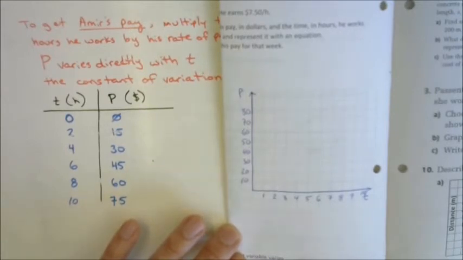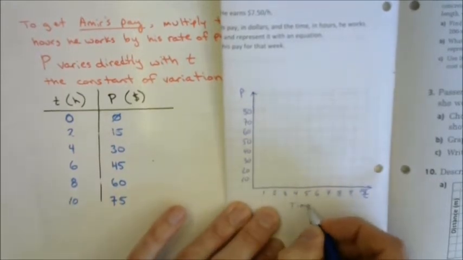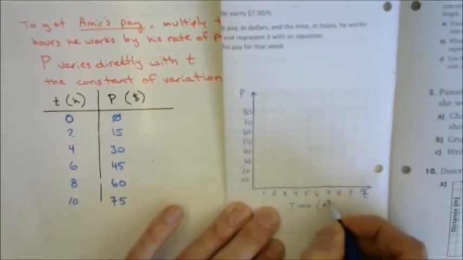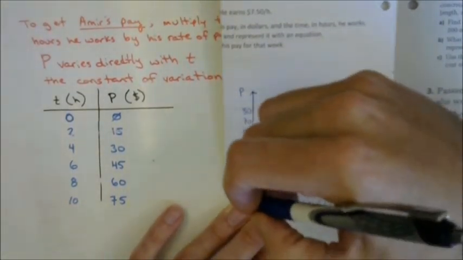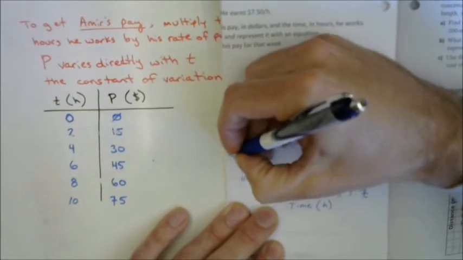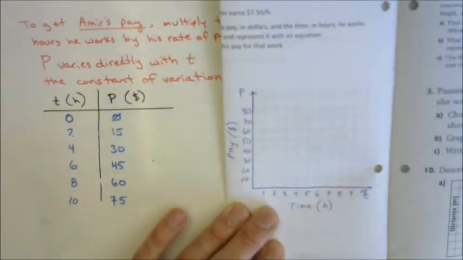In order to do our graphs even better, we can label the axes. Down here, say this is time and that it's measured in hours. And then along the vertical axis, we can do the same thing. This is pay, and it's measured in dollars.